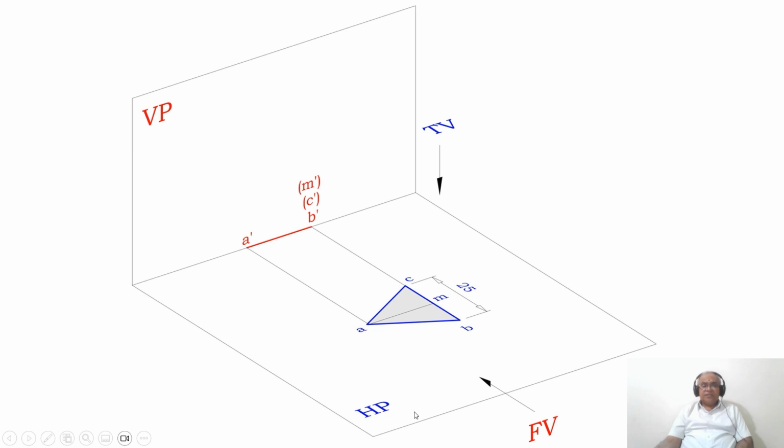But which one has to be considered? The one which is parallel to VP. Which is the one which is parallel to VP? CM, because here also it will be in true length and here also it will be in true length. As you look from the top view, A, B, C and M are visible. When you look from the front view, A dash, B dash is visible, and C dash and M dash are invisible, so they are put in brackets.